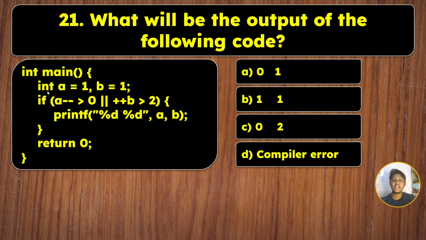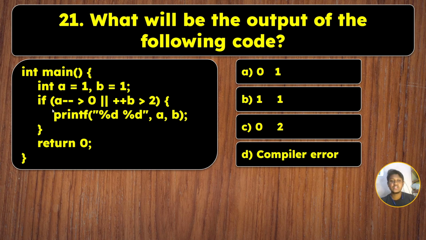So in the first step, we have A as 1 and B as 1. Inside this if statement, A-- is greater than 0. Is this particular statement true or not? Here we are using the post-decrement operator, which means the value of A will not get changed at this moment. So the value of A will remain as 1. Is 1 greater than 0, true or false? It's true.